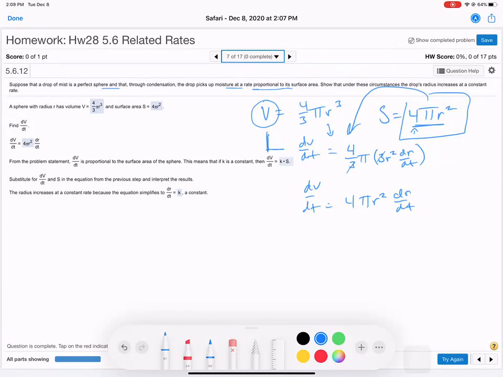So this is our surface area. dV over dt is our surface area multiplied by some constant value. Okay? So that's why they end up calling this k. And it is true. The drop picks up moisture at a rate proportional to its surface area. Proportional means some constant multiplied by your number. So yes, some constant or some k value, and this is my surface area. Yeah, that's right.